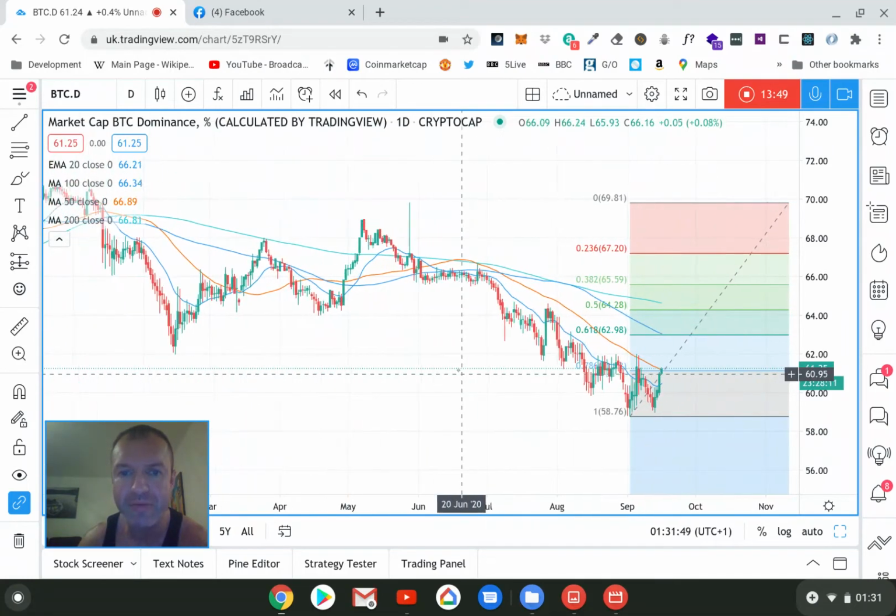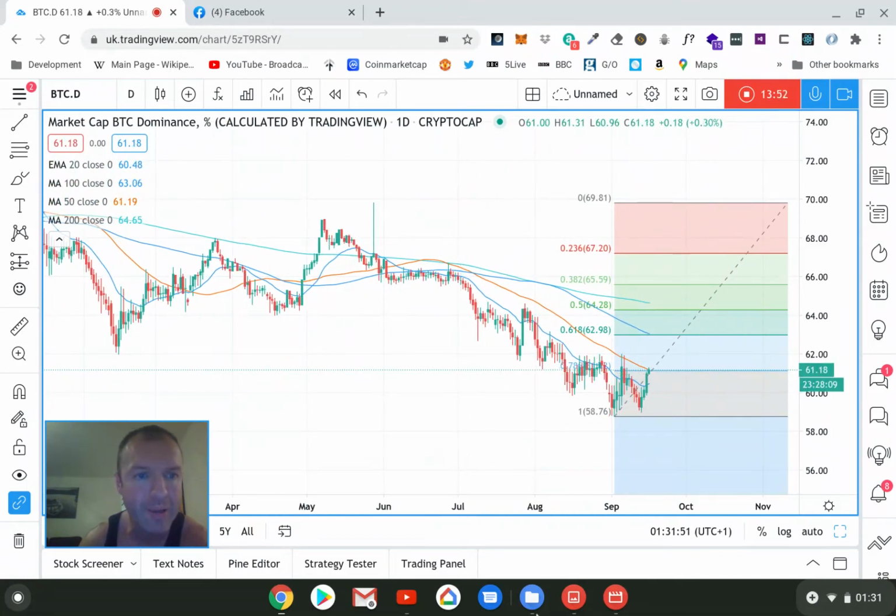And these moving averages, we're way, way below the 200 moving average, which is at 64.65. We're touching on the 50, which is 61.19. The one above that is the 100 moving average, which is at the same point, basically, as the 618 fib. So Bitcoin could run up to those if it gets through this 50-day moving average. Bitcoin could really gain some strength in the next few days.